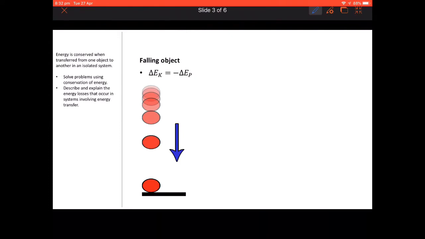So in the situation of a falling object, we might have to describe what's happening at each point or at points along the fall. So if we start at the top, the kinetic energy is 0. So we're talking right at the stop before it drops. The kinetic energy will be 0 because the velocity is 0. The potential energy will be equal to the ball's mass times gravity times whatever height, h, it's at.